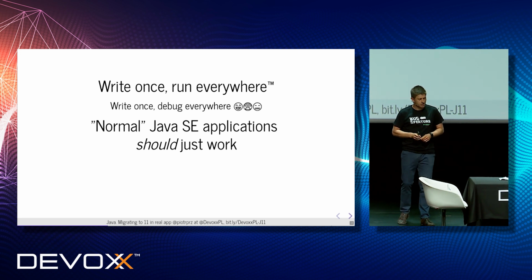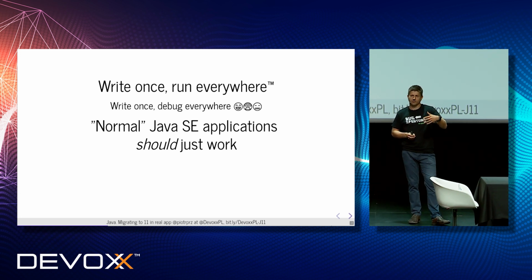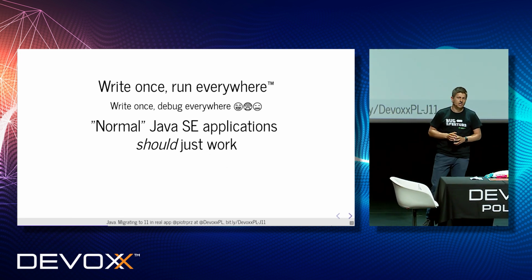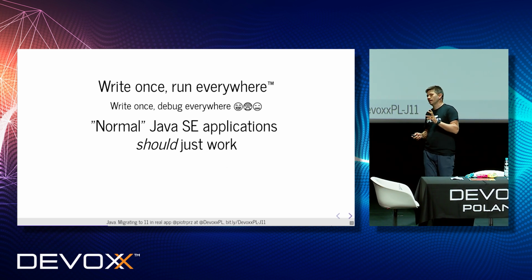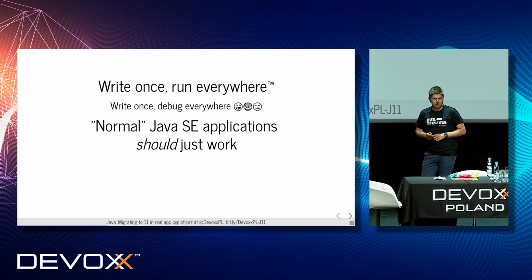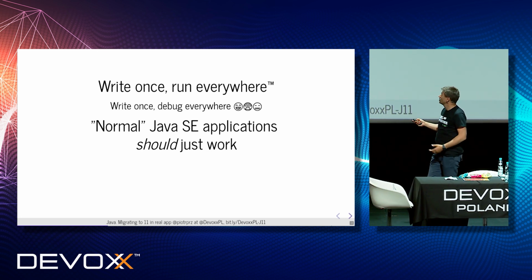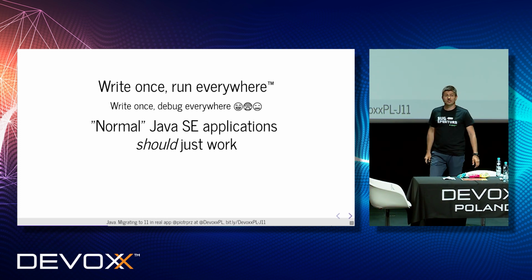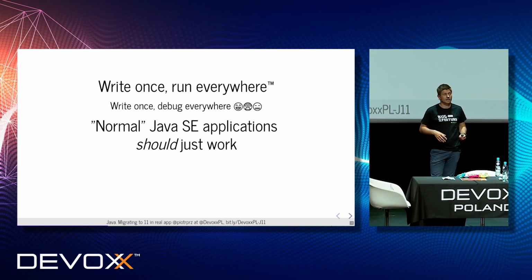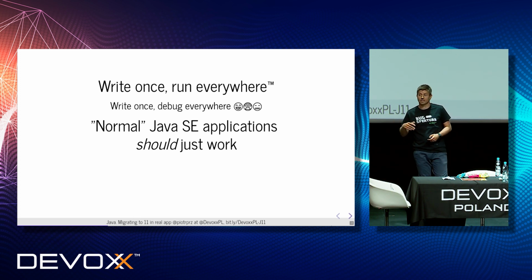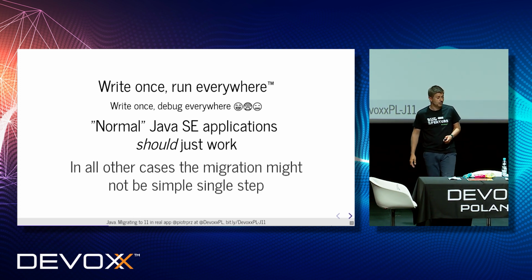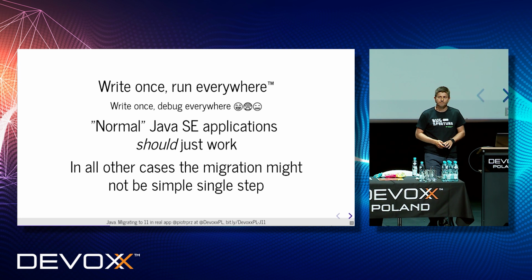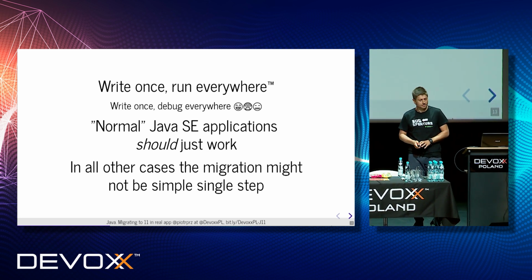So Oracle claims that with introduction of Java 9 and so forth, normal Java Standard Edition applications should just work. However, there are these two caveats: normal, so what's normal, what's not, and should. And beside that, there's this third one, just Standard Edition. So if you have anything from Java EE or Jakarta EE, it might not work, just like that. In all other cases, the migration might not be a simple single step. And this talk is about this.